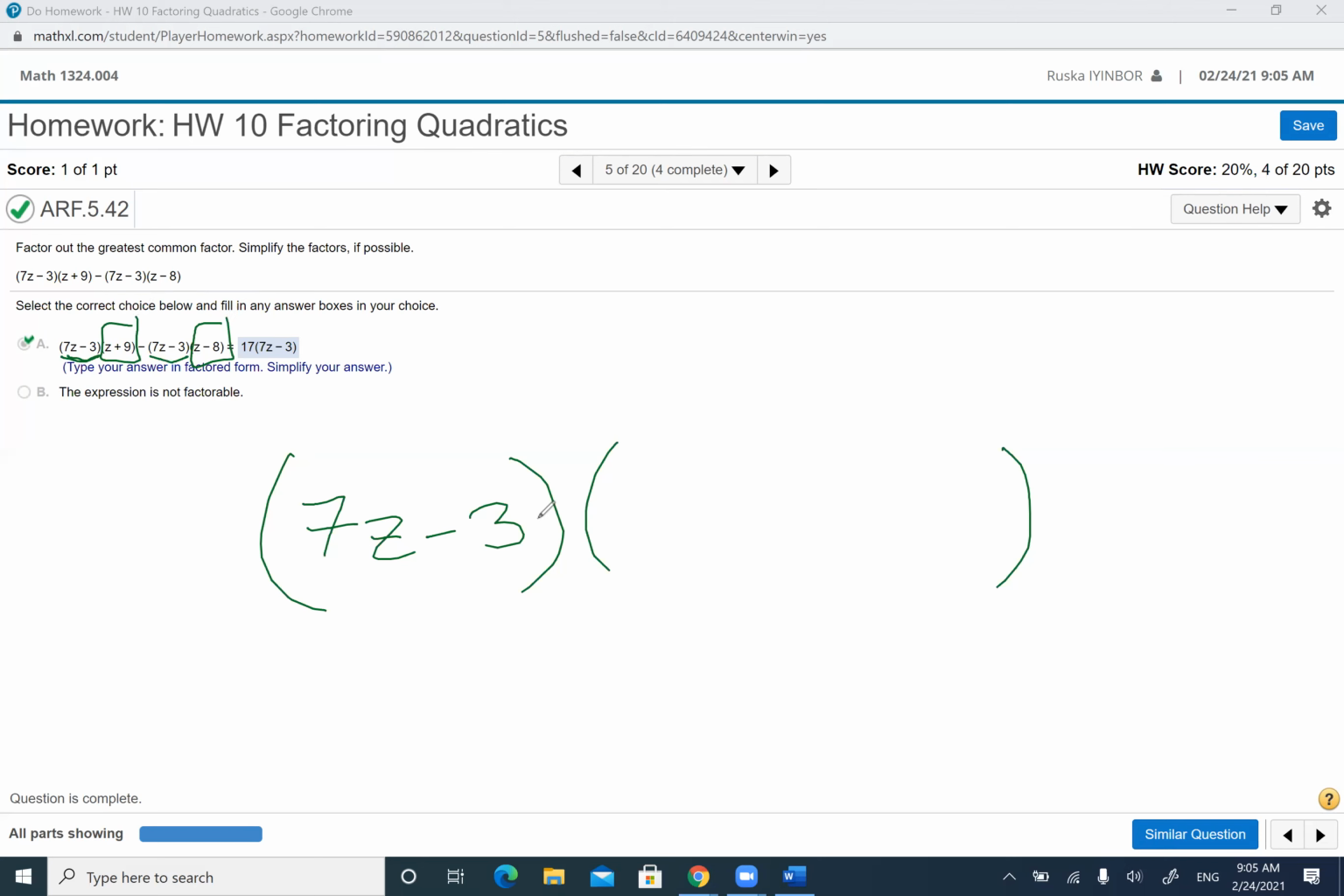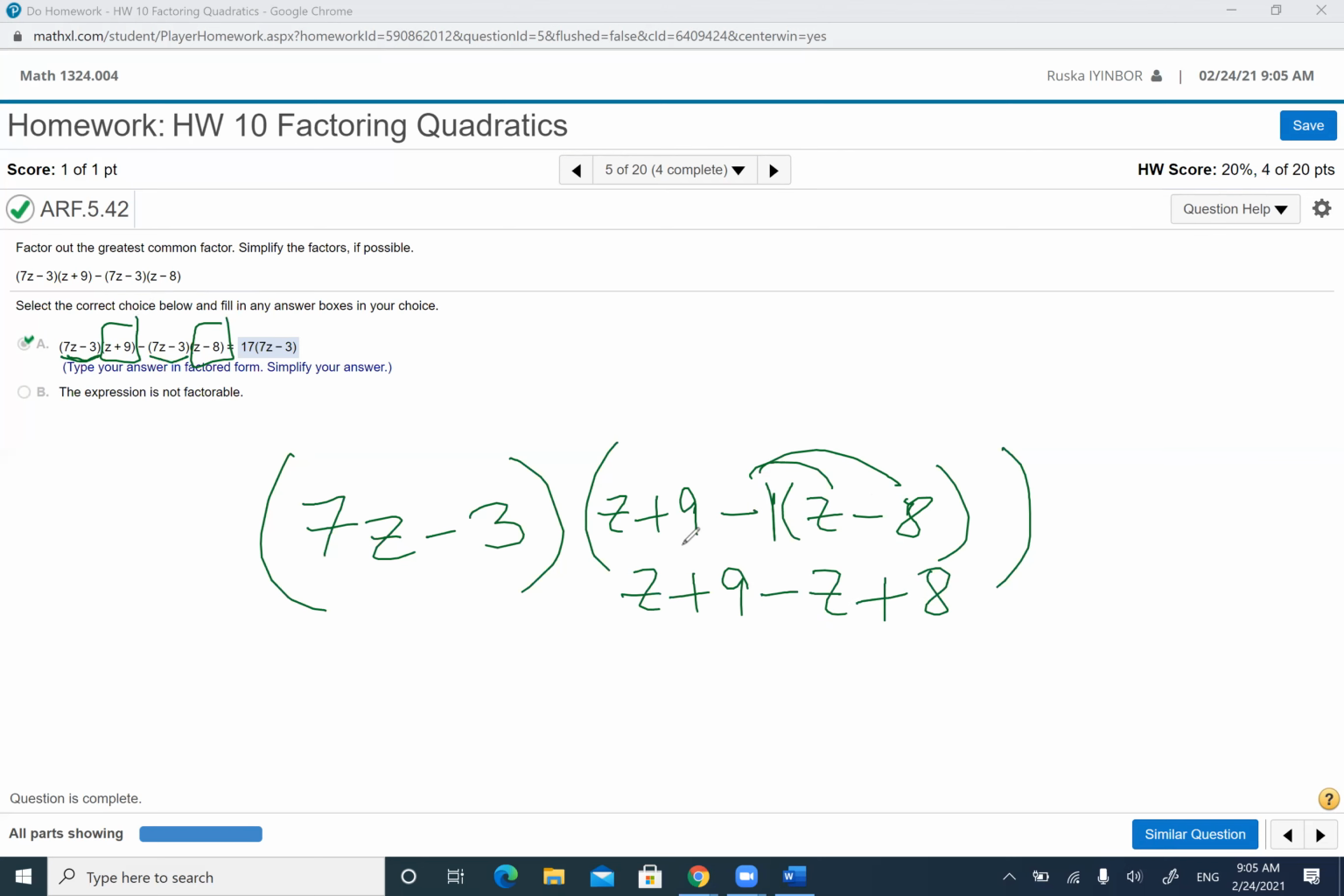So in the second set, I'm going to put z plus 9 minus, because it's a minus, I'm going to put parentheses z minus 8. And then I'm going to distribute this negative 1 in front. So it's going to be z plus 9 minus z, minus and minus, it's plus 8. And then z minus z cancel out, it's 0. 9 plus 8 is 17. So the second set of parentheses is just 17, and that's how you write the factored form. 17, you can put the number in front and then this. And that's how you get the answer, okay?